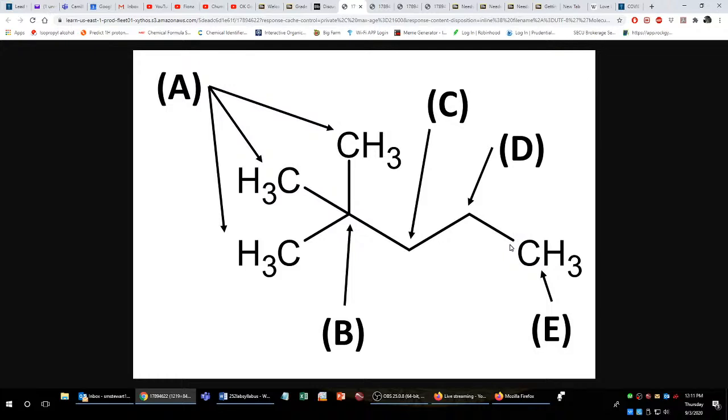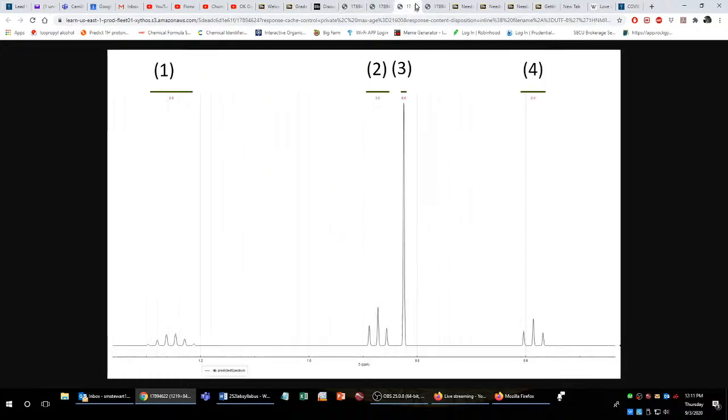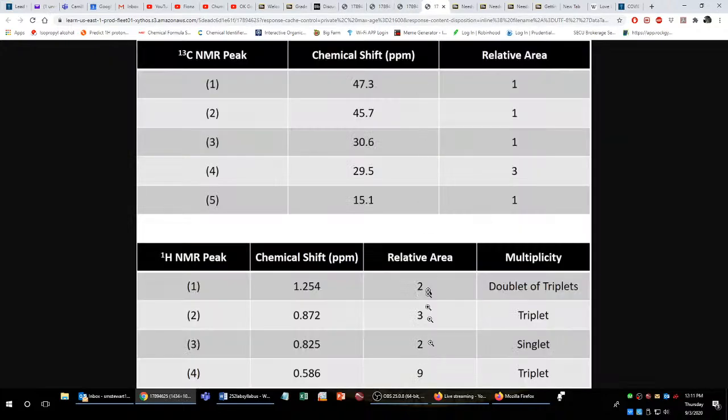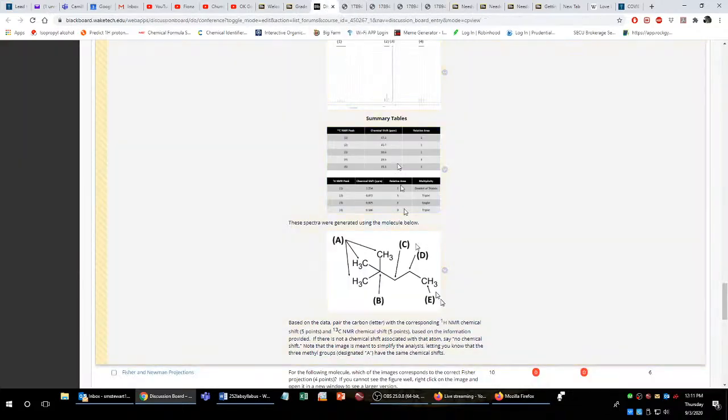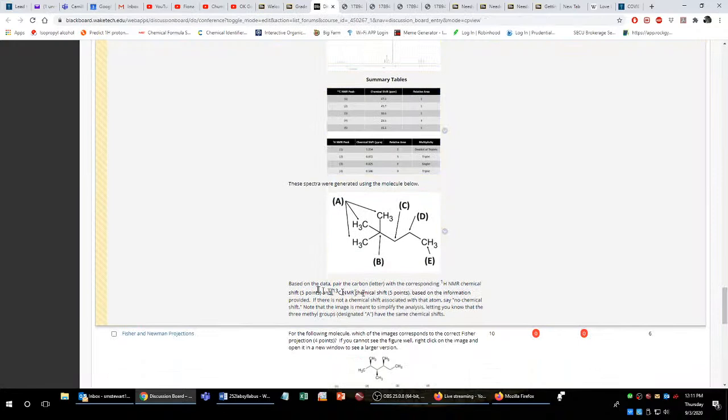For hydrogens, we're going to use the area. In this case, we have 9, 3, 2, and 2. The 3 and the 9 are easy to figure out by the relative areas, and then the 2 and the 2 we're going to figure out by the splitting pattern. But again, I need to update this discussion board because that's not actually correct. Everything else here is correct, but that's not. So this is how you answer the discussion board question: based on the spectrum, pick which atom, A, B, C, D, or E, or which functional group corresponds to the 1H and carbon-13 NMR.